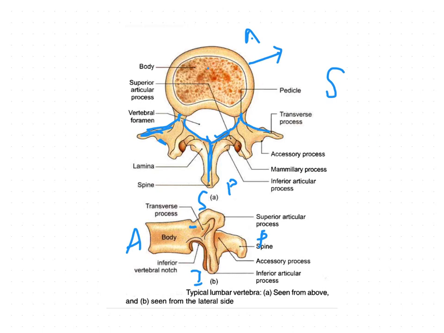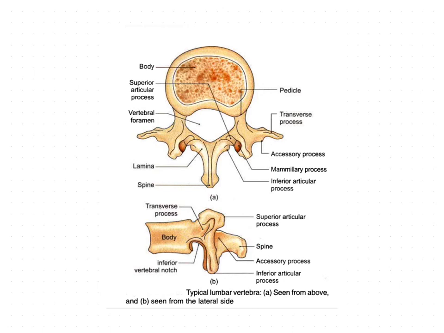Now we are going to discuss each part of this lumbar vertebra. This one is the typical lumbar vertebra, present from 1 to 4 of the 5 lumbar vertebrae, and the 5th is called the atypical lumbar vertebra. Now we will see the first part, that is the body, which is present on the anterior aspect of the vertebra.